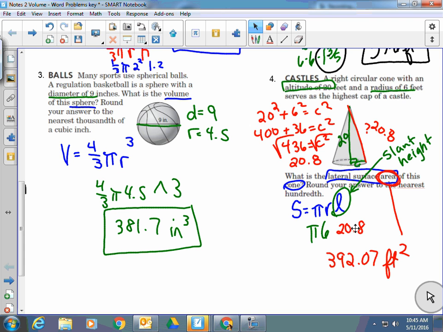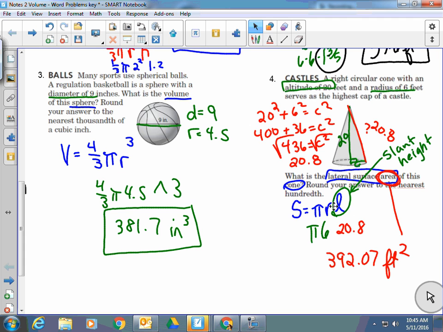And then on the castles, it tells you that it's a cone. So the formula, and be careful because it asks for the lateral surface area. How many of you found volume instead of surface area? Okay, somebody did. You got to make sure that you're reading carefully. So the formula for surface area, the lateral surface area, is pi r L.